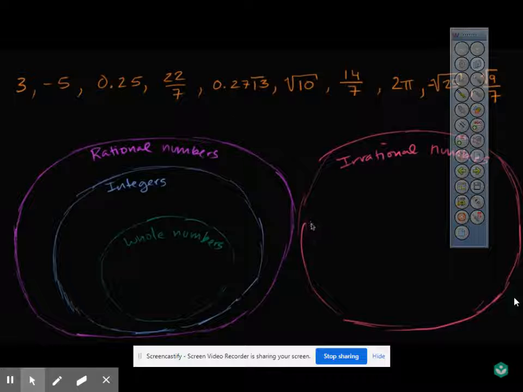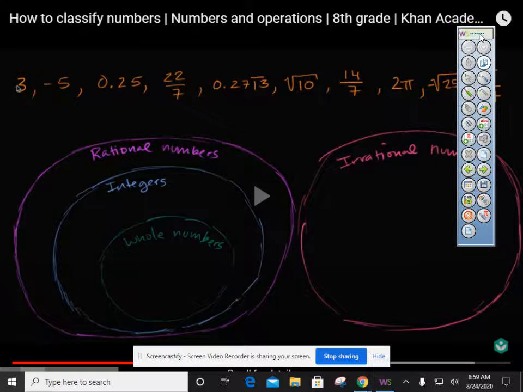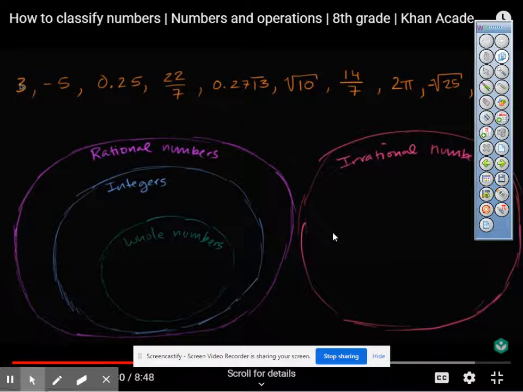All right, now that we have these categories in place, let's categorize them. Like always, pause the video. See if you can figure out what category these numbers fall into. Where would you put them on this diagram?